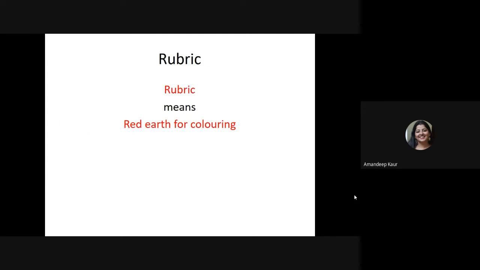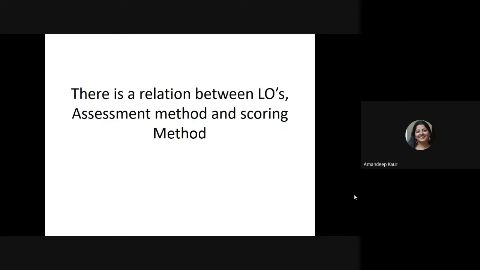So next is rubric. Rubric means the red earth for coloring. So it is again a Latin word. The meaning of the word is red earth for coloring. So why is this particular rubric very essential for us to design? We already discussed that there is a relationship between the learning outcome, assessment method, and the scoring method. Scoring method is nothing but the evaluation method only.